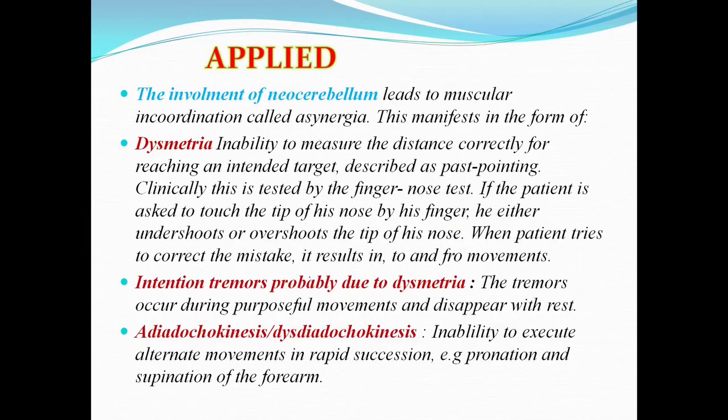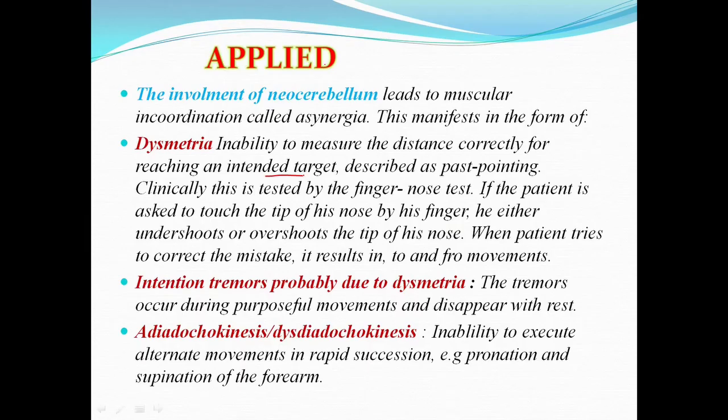In persons where the neocerebellum is affected, what is the function of the neocerebellum? Skilled voluntary movements. So muscular incoordination is seen, as usually transferred from the paleocerebellum. This is asynergia. These people cannot measure the distance correctly to reach the intended target, called dysmetria. How will I know that he is suffering from dysmetria, the inability to judge the distance? There are a lot of typical examples.